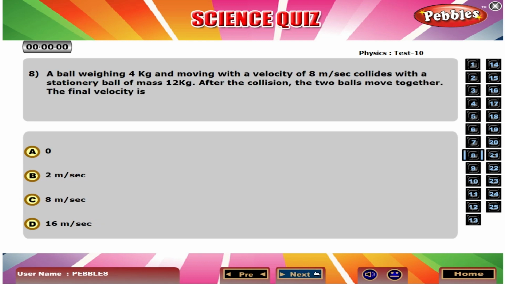A ball weighing 4 kilograms and moving with a velocity of 8 meters per second collides with a stationary ball of mass 12 kilograms. After the collision, the two balls move together. The final velocity is B. 2 meters per second.